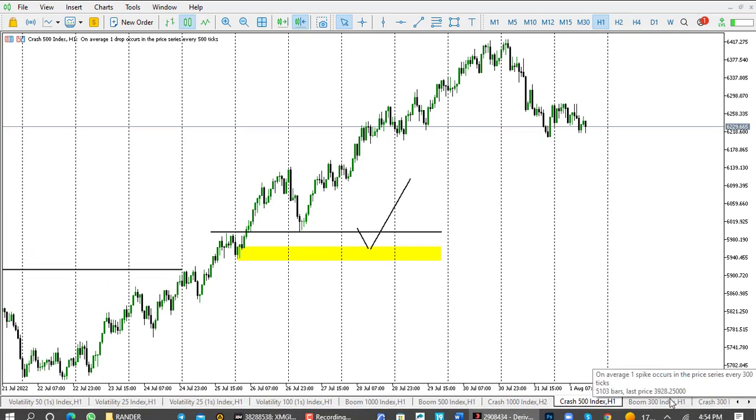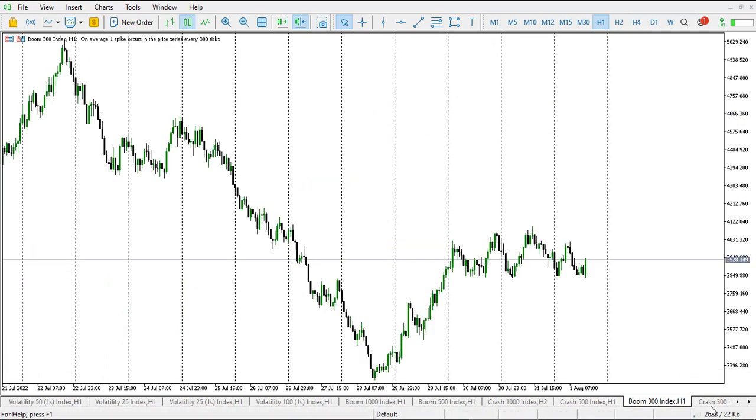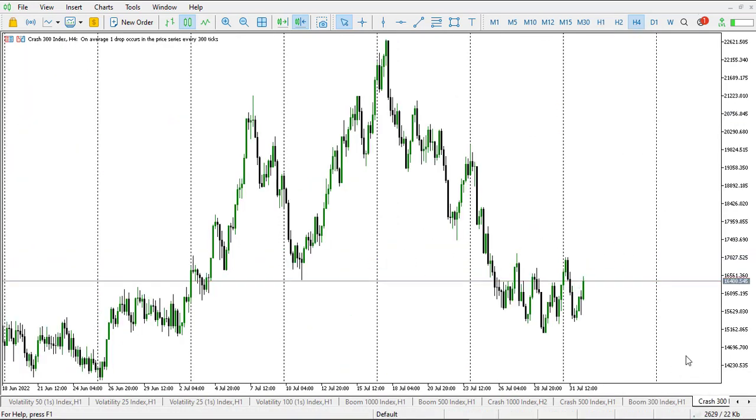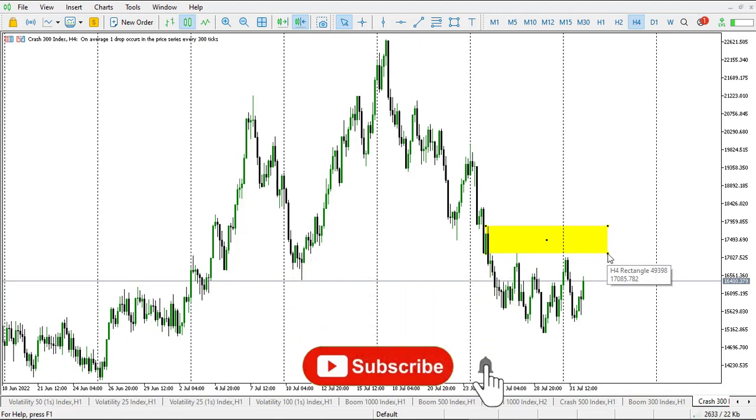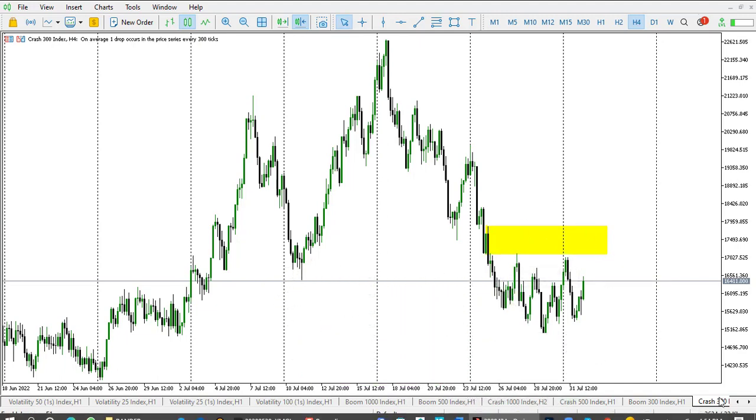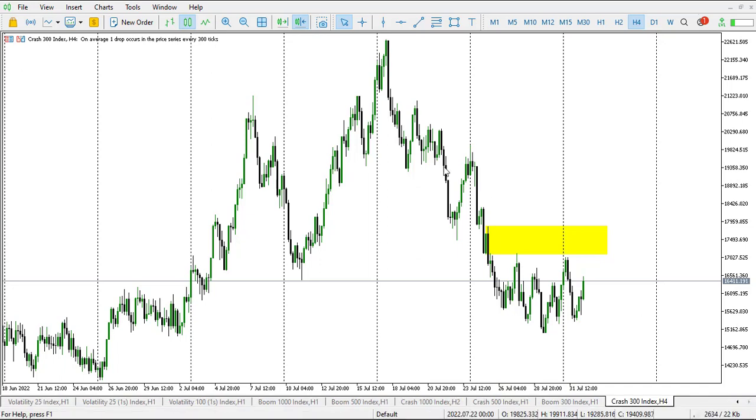Part 2 of this, maybe. Boom 1000, no setup here, no setup again. Crash. Oh, but on Crash you can clearly see that we had this beautiful order block sitting right here. So what you can do is you could have got it here or here, or you can wait for price to give you a clear structure, which is what I prefer doing most of the time.